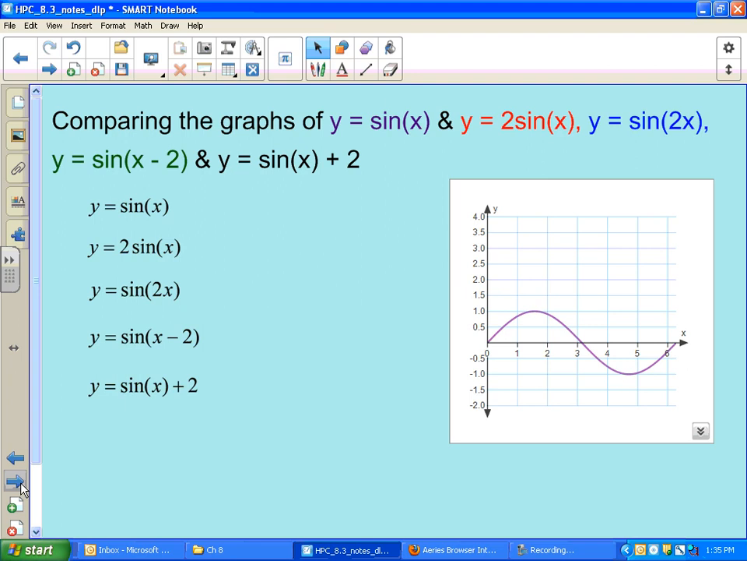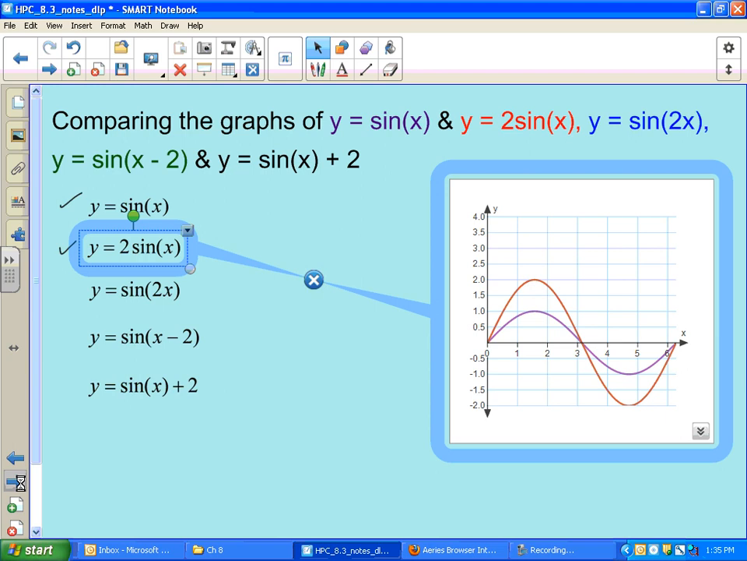Comparing these graphs. So yesterday we looked at the first three. We looked at the parent function, which is the one that's on the graph right now, the purple one. We took a look at what happened when I stretched it vertically, just a refresher. In this case, it got twice as big in the vertical direction.